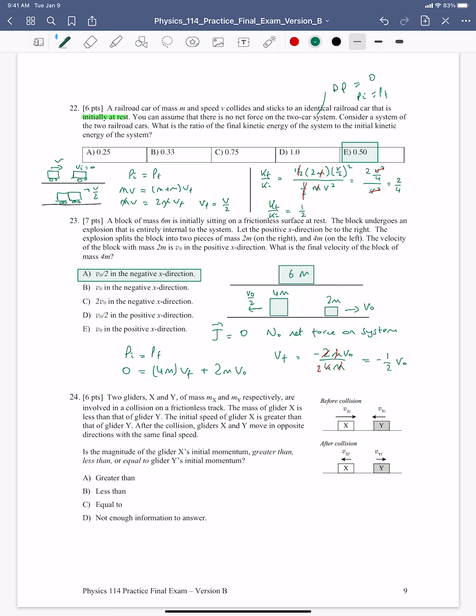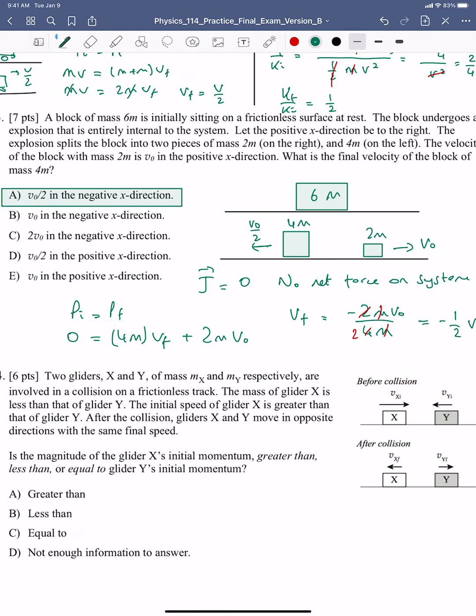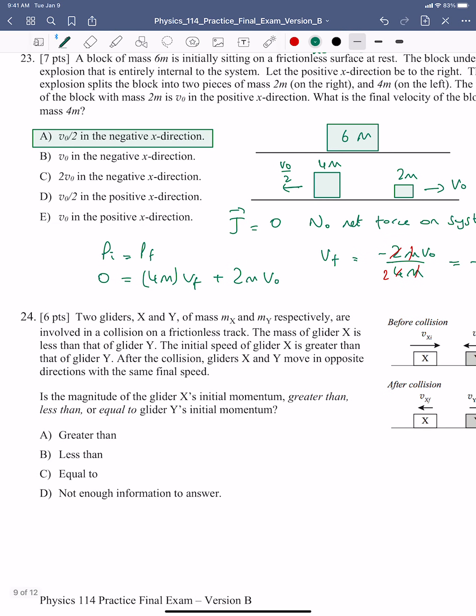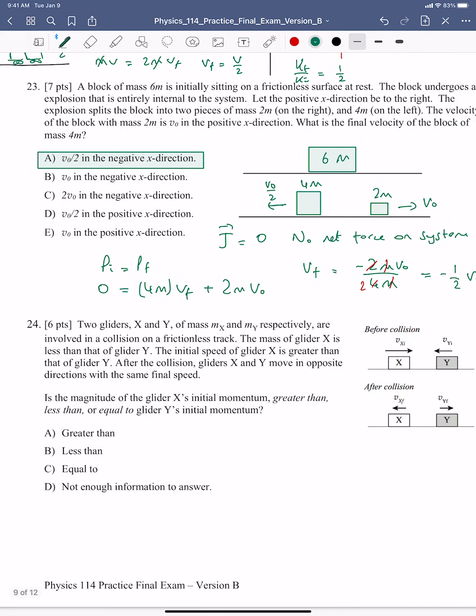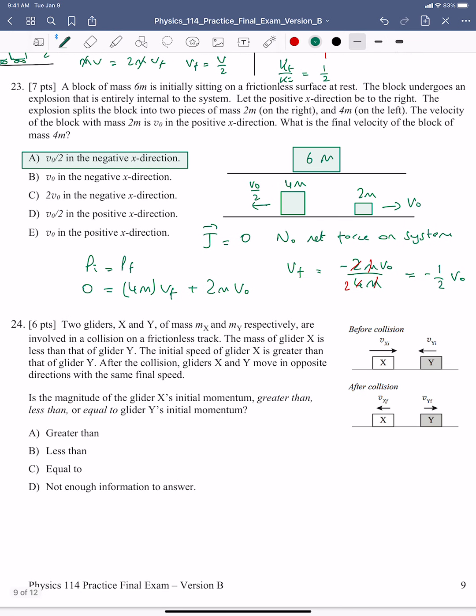Okay, let's look at question 24. Two gliders x and y of mass mx and my respectively are involved in a collision on a frictionless track. The mass of glider x is less than that of glider y. The initial speed of glider x is greater than that of glider y. After the collision, gliders x and y move in opposite directions with the same final speed. Is the magnitude of the glider x initial momentum greater than, less than, or equal to glider y's initial momentum?